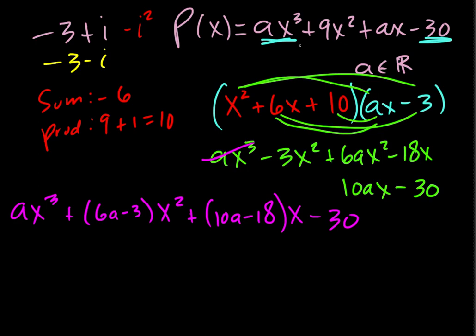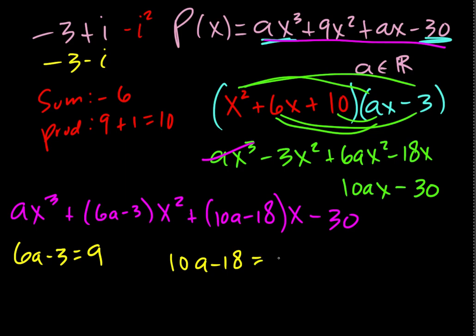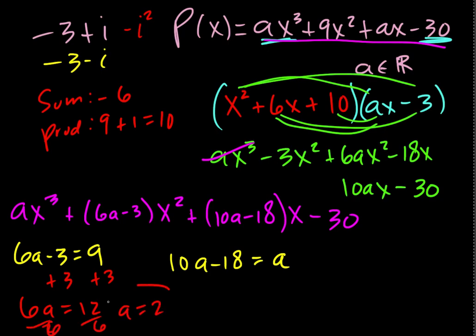Okay, now we just need to compare it to this one up here. And so a equals a, that's not helpful, but we can say 6a minus 3 is equal to 9. We can say 10a minus 18 is equal to a. Then negative 30 equal to negative 30 is not helpful. Okay, so we just add 3 to both sides. 6a equals 12, divide by 6, and a is equal to 2.